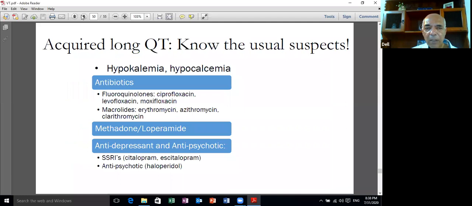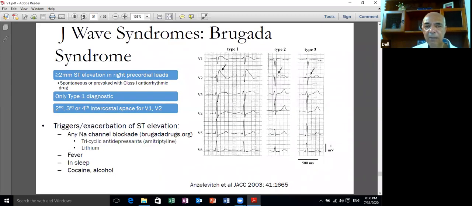Now, acquired long QT syndrome: it is important to know the drugs which can produce that. It includes hypokalemia and hypocalcemia, fluoroquinolones, macrolide antibiotics, methadone, which is used for opioid addiction, loperamide, which is an antidiarrheal compound, several antidepressants, and antipsychotics. These are important, and as we said, these are bradycardia dependent in contrast to the tachycardia dependent congenital QT interval, so the treatment is different.